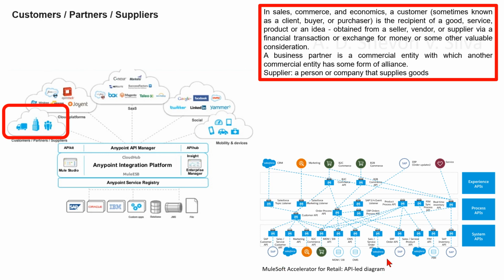Accelerator SAP S4 HANA Orders System API. SAP S4 HANA Order System API fetches orders from a SAP S4 HANA system. It allows you to fetch a list of orders, fetch an individual order, create order, patch individual order.